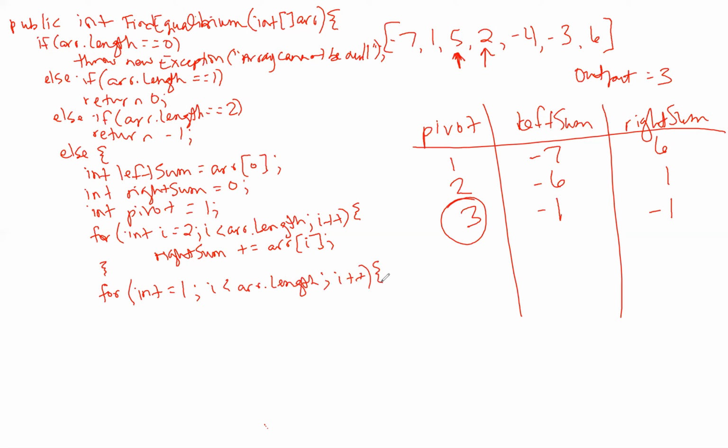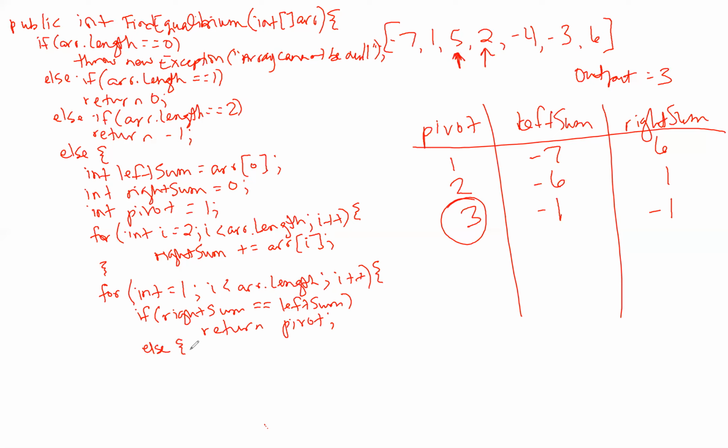Okay, so first we want to remember, and we want to check, is the right sum equal to the left sum? Because if that's the case, we can just return the pivot, which is equal to left sum. Return pivot. Okay.